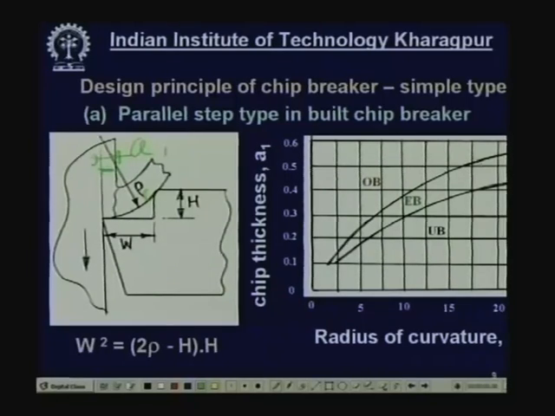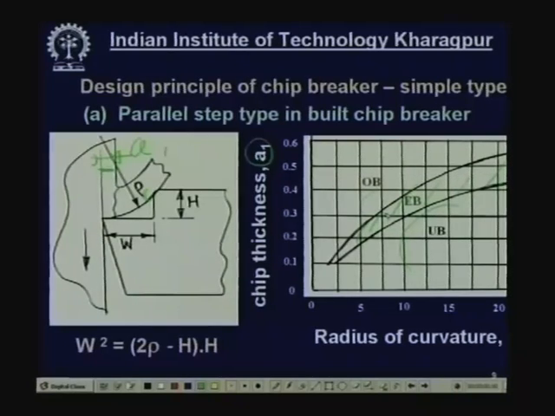Now, here the research data have been put. This indicates the chip thickness A1 and this is the radius of curvature, critical radius of curvature. So, this is the region where the chip will break effectively, and this is the area where they will be overbroken, overstrained, more energy will be wasted, and this will be the underbroken area where the chips will not break properly. So, this has to be done.